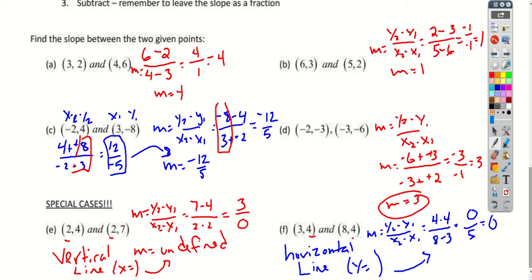So if you see it on a graph and you can see it's a vertical line, you can just tell me it's undefined. If you see a horizontal line, you can just say the slope is 0. You don't have to actually go about proving it. It's something we have now shown.